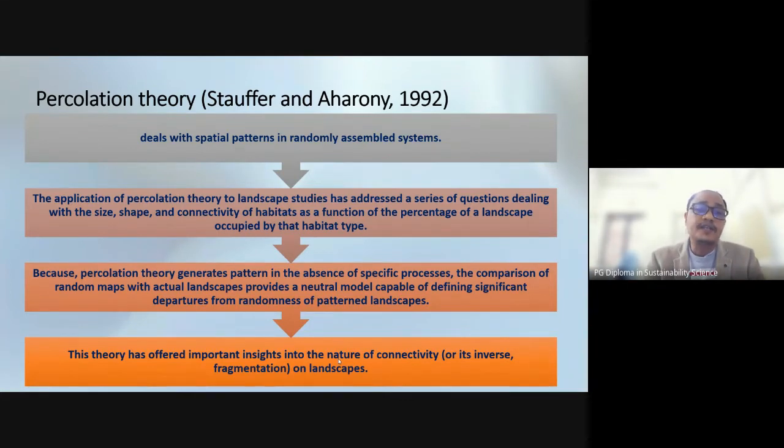So the comparison of random maps with the actual landscape provides a neutral model capable of defining significant departure from the randomness of landscape pattern. So this theory has offered important insight into the nature of connectivity on landscape. Means, in percolation theory, there may be missing linkages, but in function, whatever we observe by visual observation is not exactly that. So especially, it comes into the function. Function always goes behind that, right?